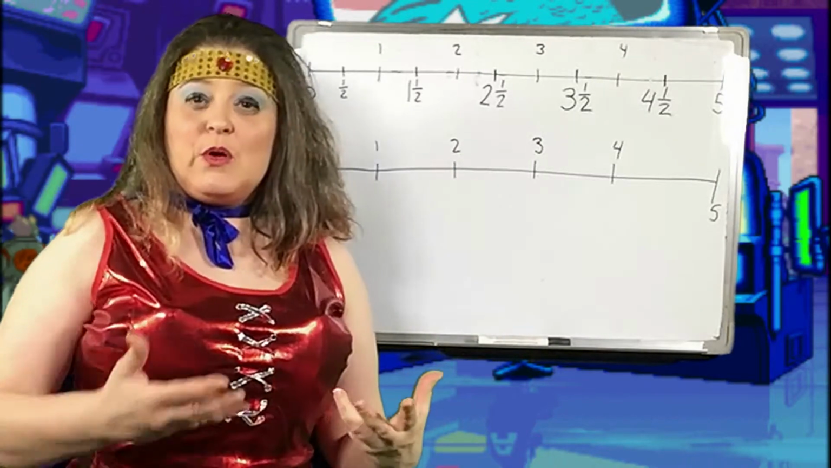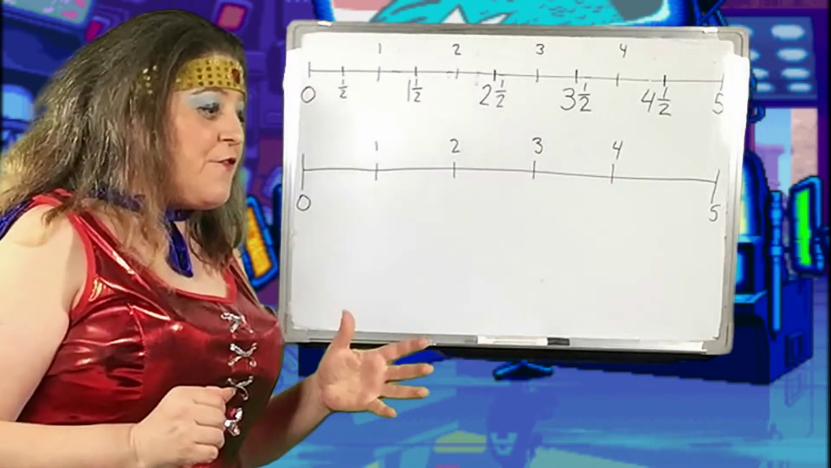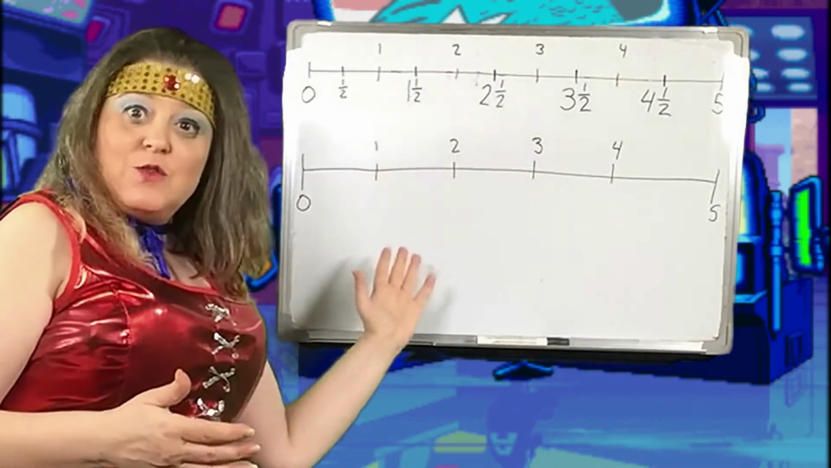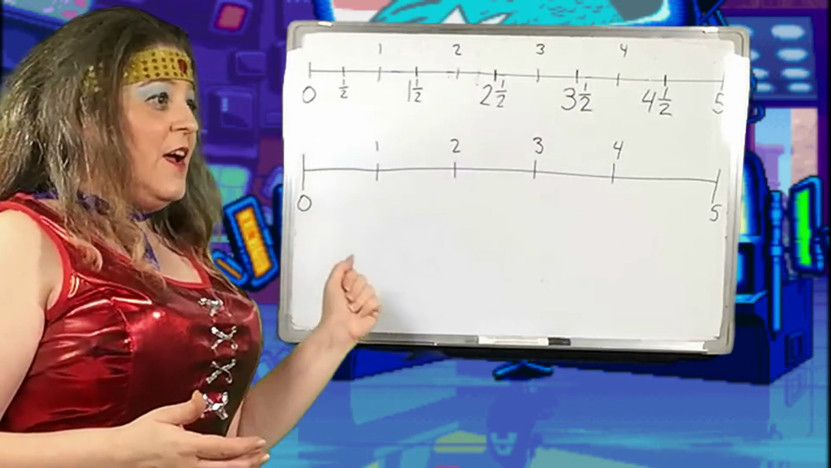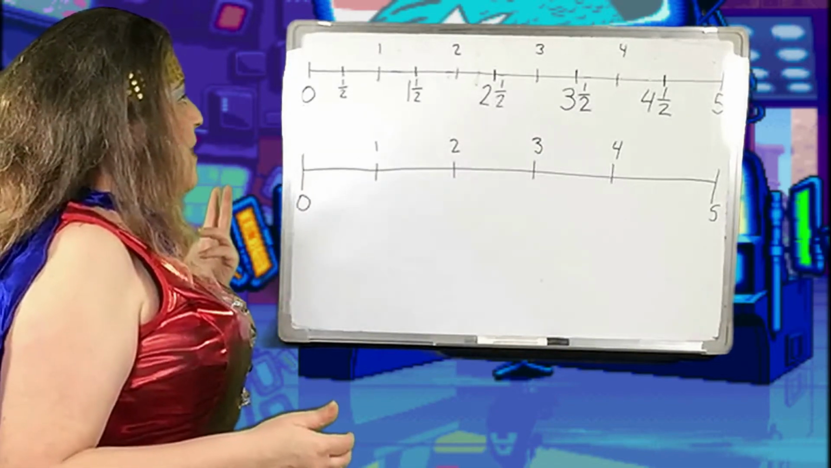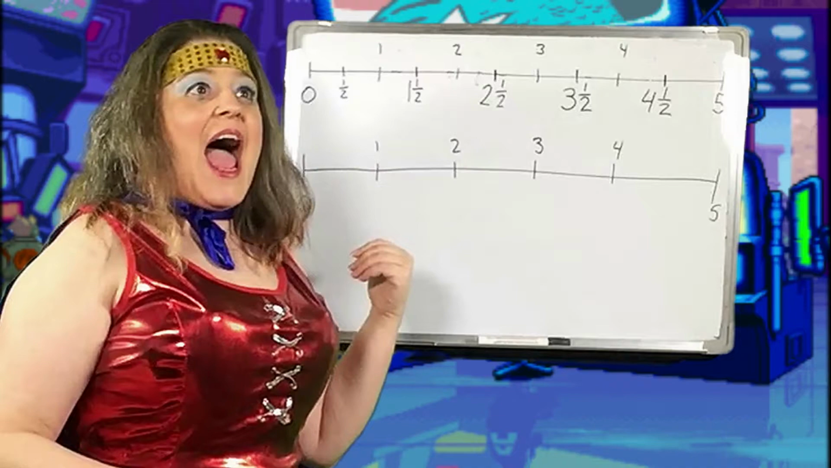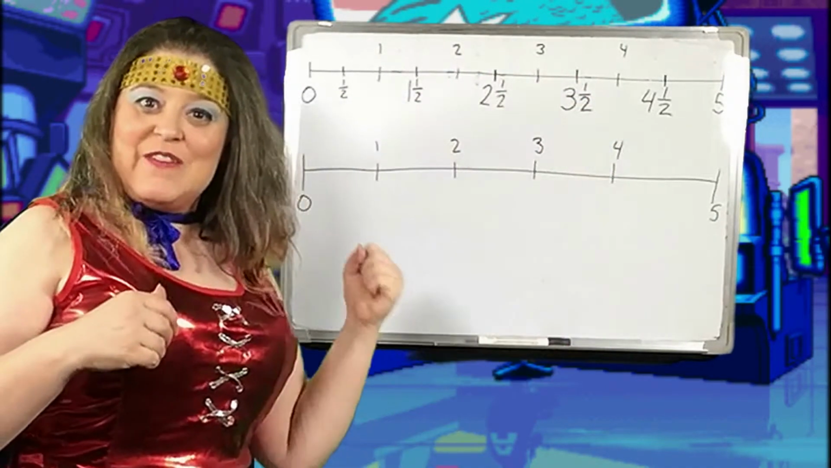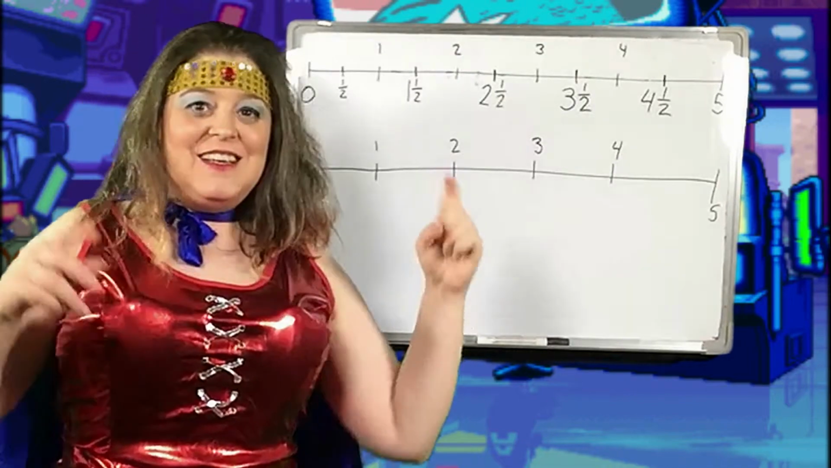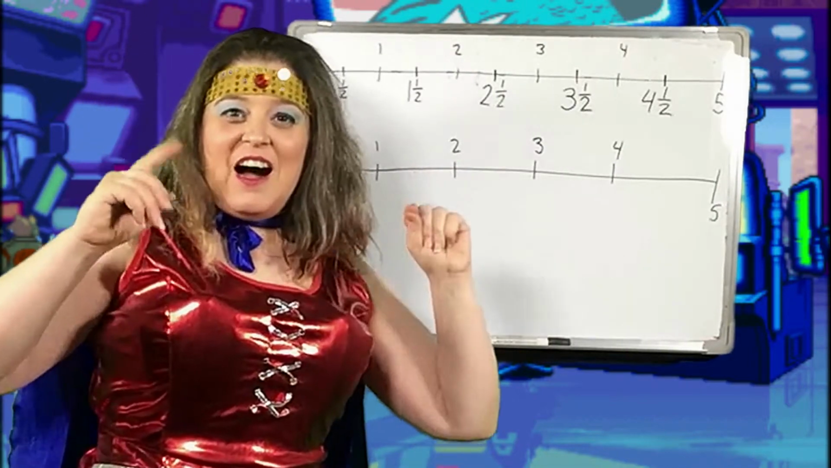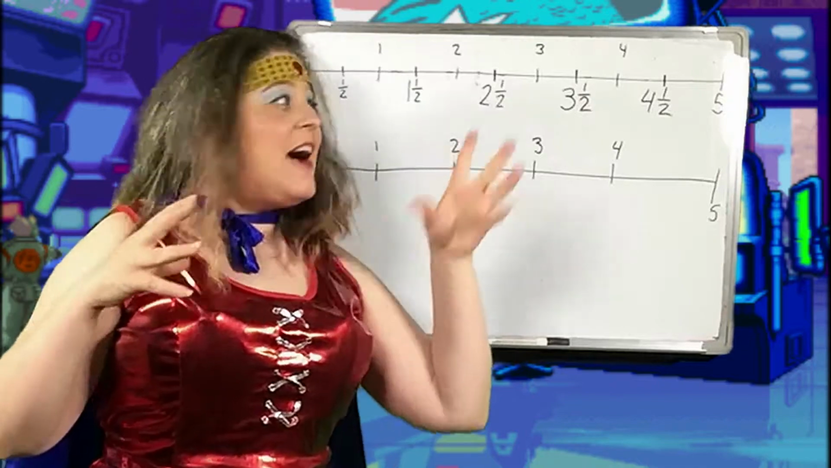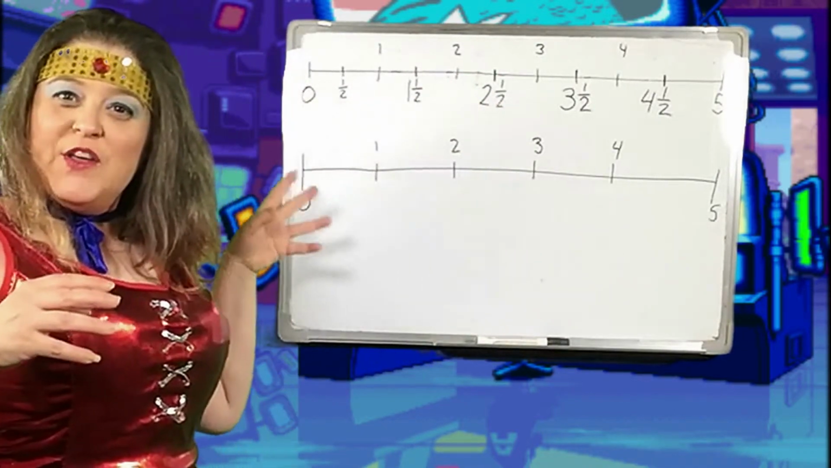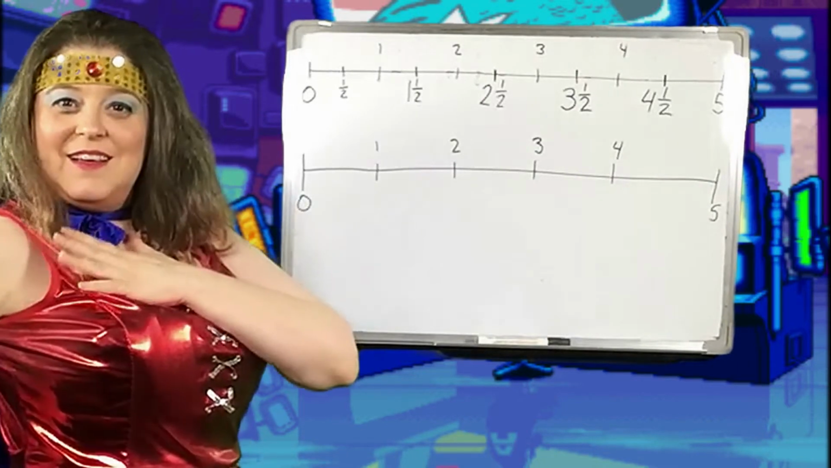For example, you could think of the fraction 1.25 and figure out where it belongs on the number line. You could think of maybe 4.75 and figure out where it goes on the number line. All right? So, think of a fraction that has a whole number in it and place it where you think it goes on your number line.